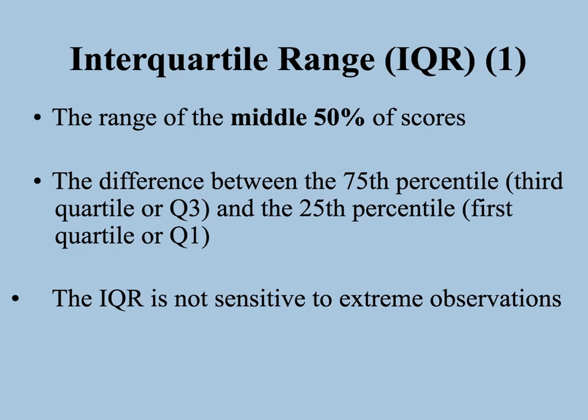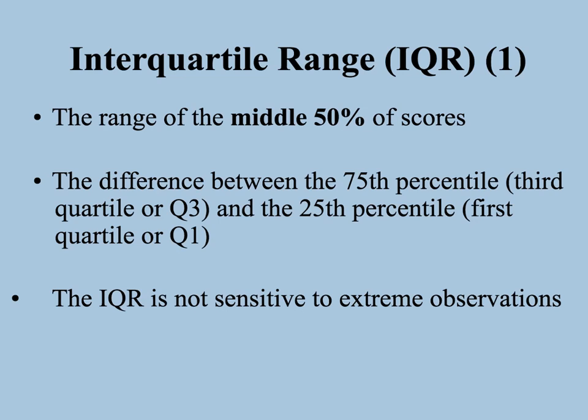Let's move on to our next measure of variability, the interquartile range, more commonly known as the IQR. The IQR represents the range of the middle 50% of observations and is found by calculating the difference between the 75th percentile, also known as the third quartile or Q3, and the 25th percentile, also known as the first quartile or Q1. One property of the IQR that can be extremely useful is the IQR is not sensitive to extreme observations or outliers. One major shortcoming of the range is that it can completely depend on extreme observations, so it might not give us that representative picture of the data that we hope for.